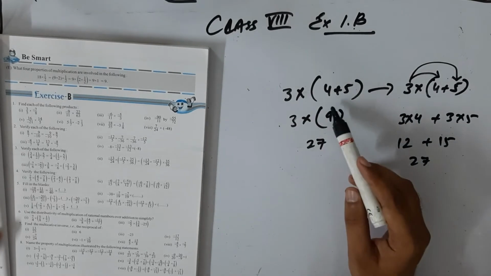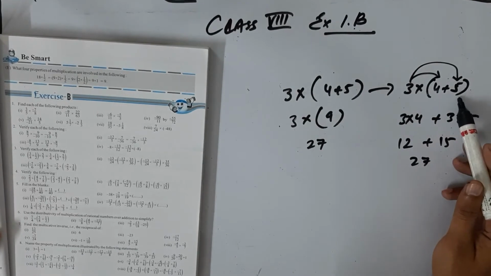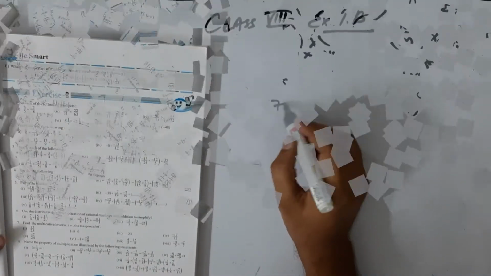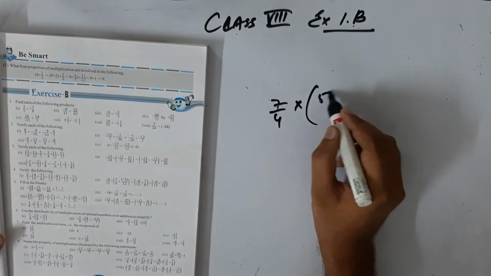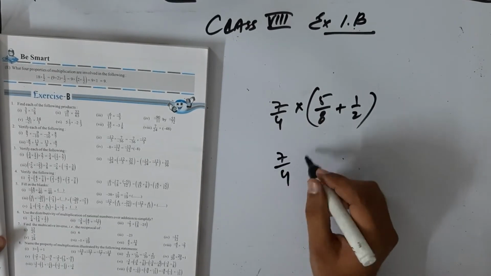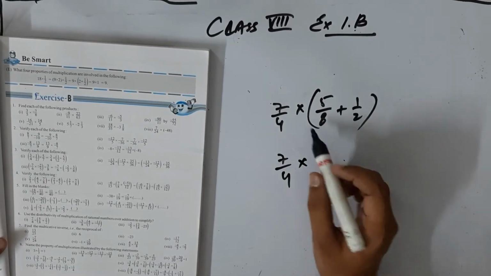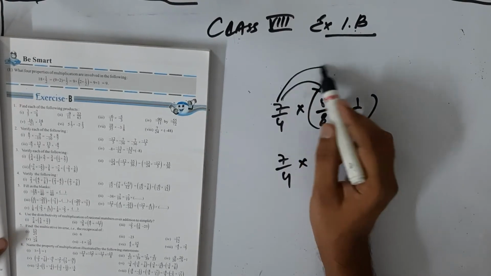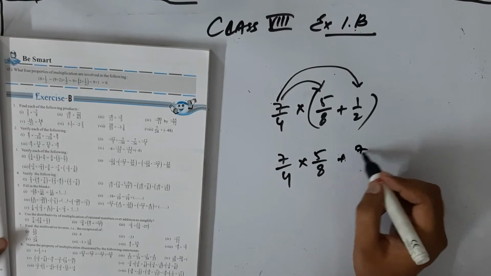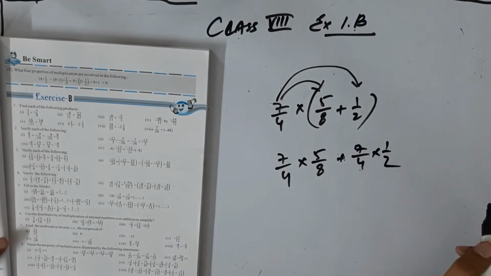So either you do it directly or you do it by the distribution method. It gives the same result. So we have some questions based on it. 7 upon 4 multiplied by 5 upon 8 plus 1 upon 2. 7 upon 4 multiplied by, firstly this number will be multiplied here, then the same number will be multiplied here. It gives 7 upon 4 multiplied by 5 upon 8 plus 7 upon 4 multiplied by 1 upon 2.